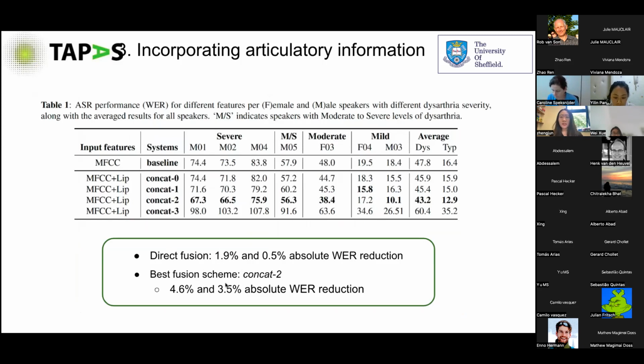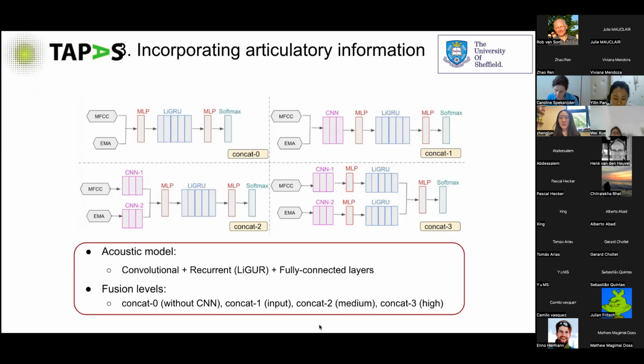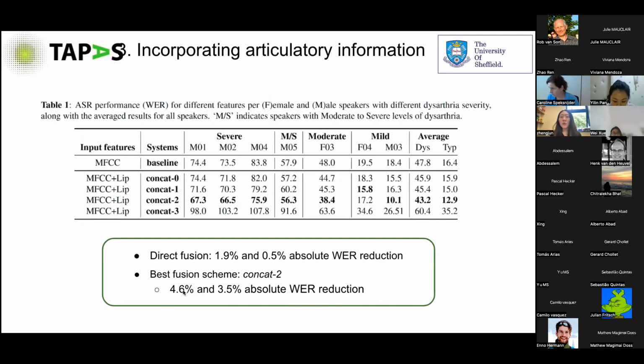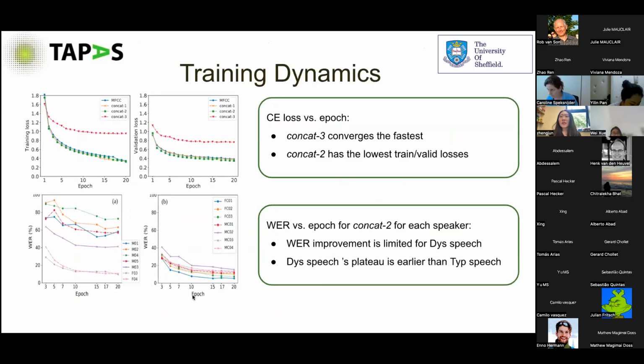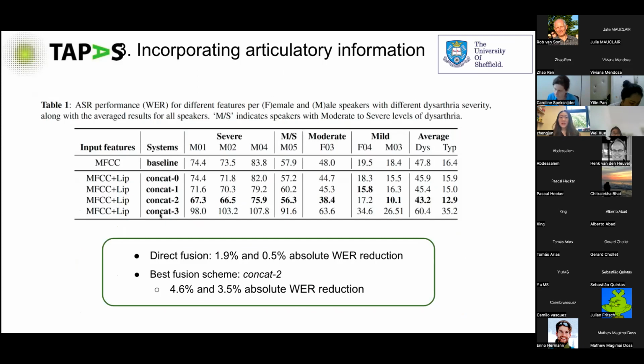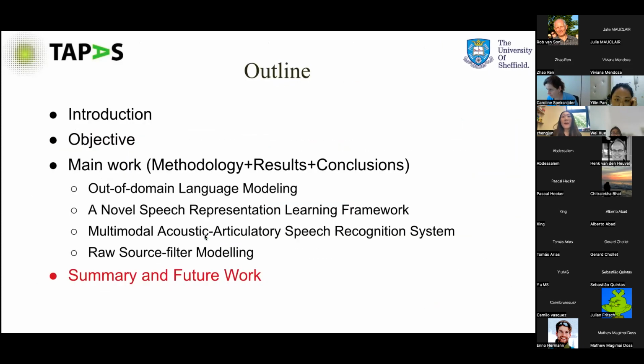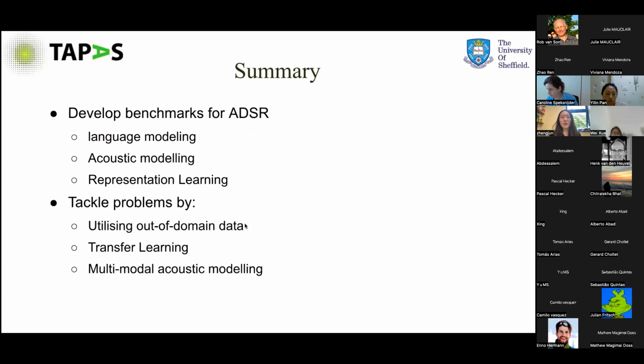And among the fusion schemes, the best is concat 2, at the medium level, which gives further improvement. We also found that when we want to fuse two different features, the level should be high enough to avoid overfitting, but low enough to give space to process each stream. And yeah, so these are the three works of mine.